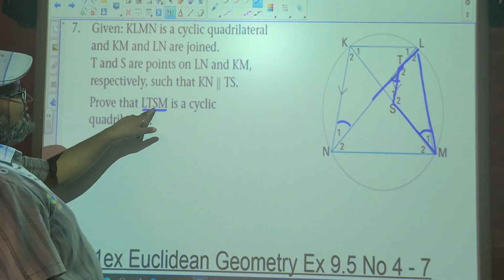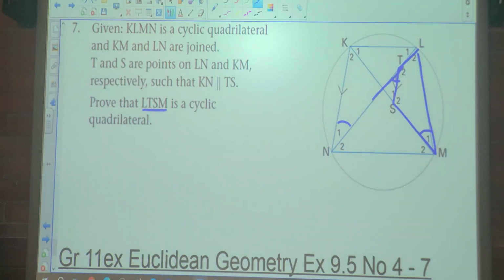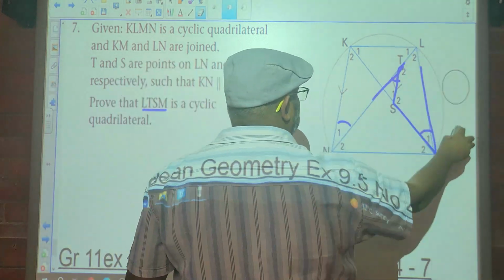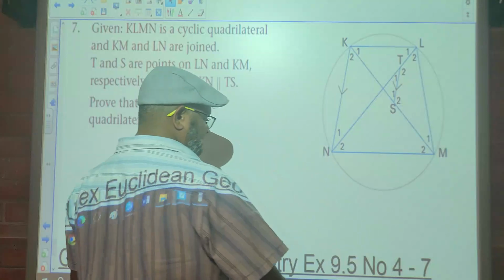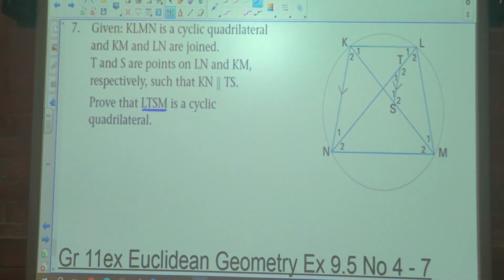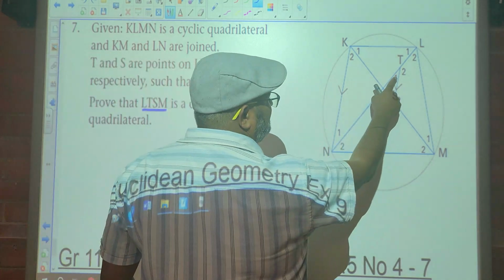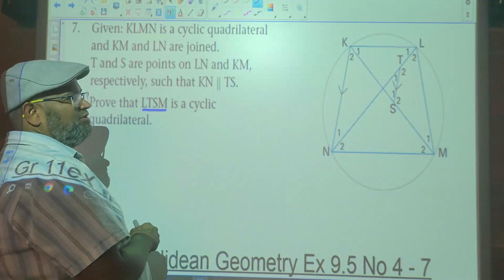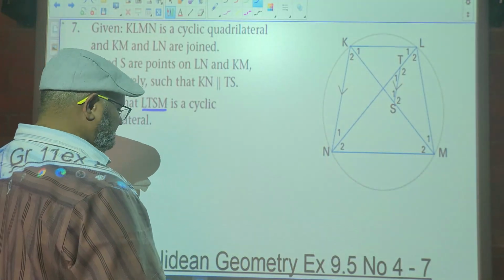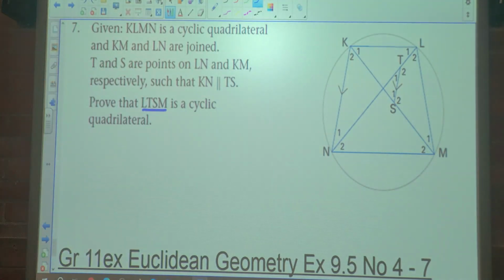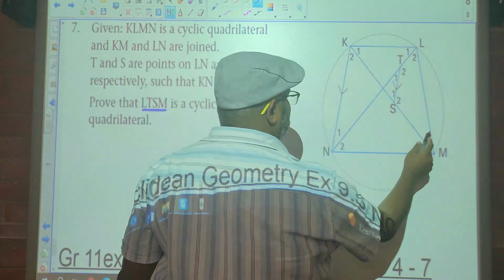It says LTSM is a cyclic quadrilateral. Okay. People, you guys can do this. Better than what you did in the first control test. Right, so where do we start? Remember, we're going to try and prove T1 is equal to M1. Where do we start? What one? There's many ones there. You can't say angle 1, there's an angle 1, there's an angle there.